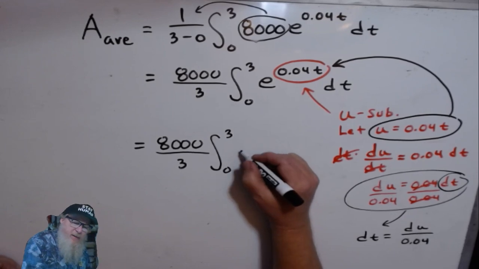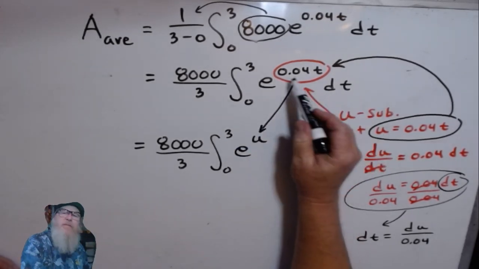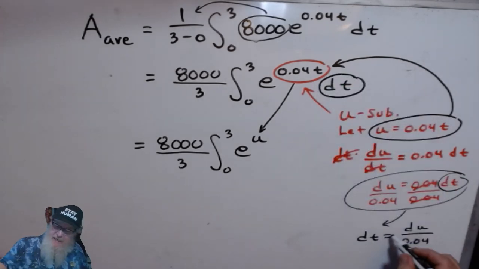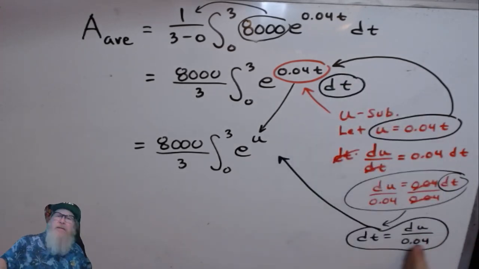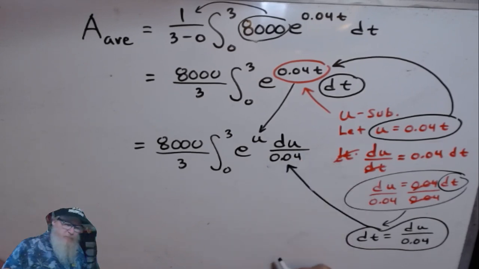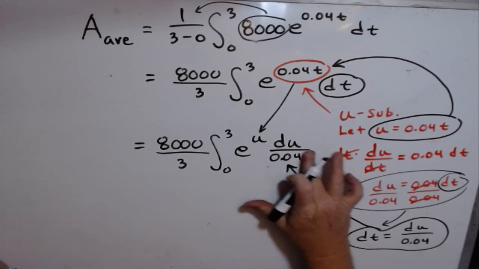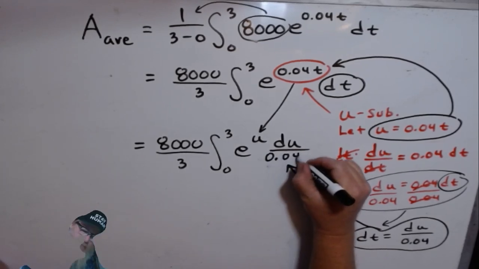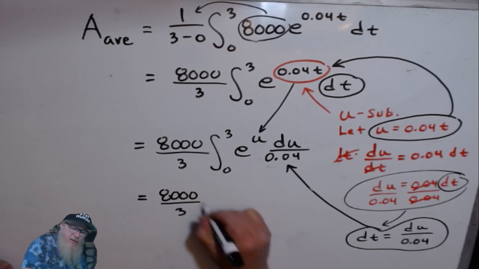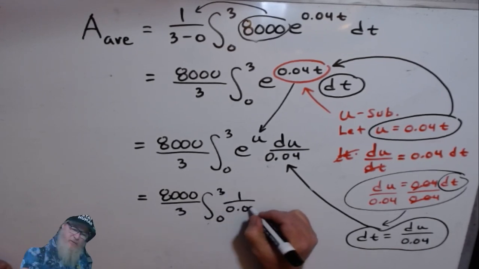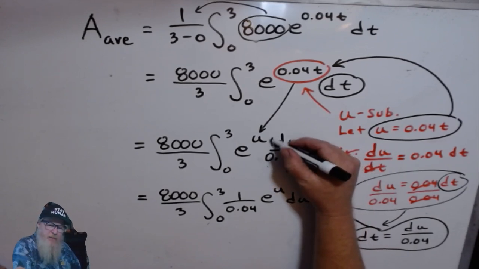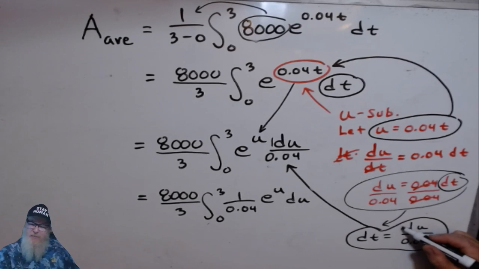From 0 to 3 of e to the u. So my exponent has now been replaced with u. And then my dt is written du over 0.04. That decimal point got lost in there somewhere. 0.04. There we go. Or in other words, 8,000 over 3, 1 over 0.04 e to the u du. This is like an invisible 1, right here in front of the du.